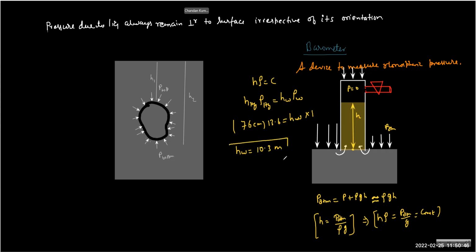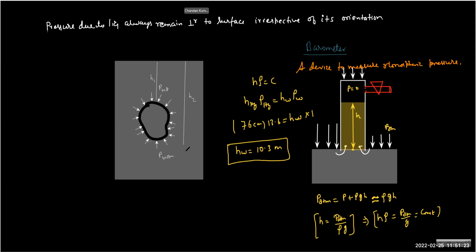You can imagine that if you want to measure the atmospheric pressure in terms of water, we need a barometer tube of height at least 10.3 meters, which is, of course, not a feasible thing to do. And that is why we do not measure the pressure in terms of centimeter of water or meter of water, because it is unreasonably large.